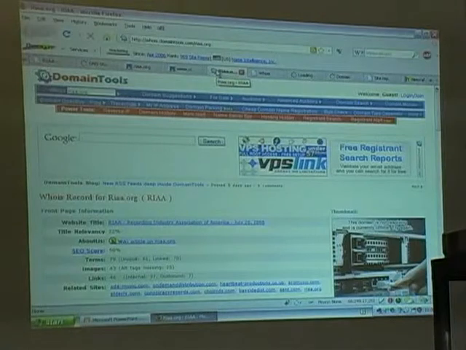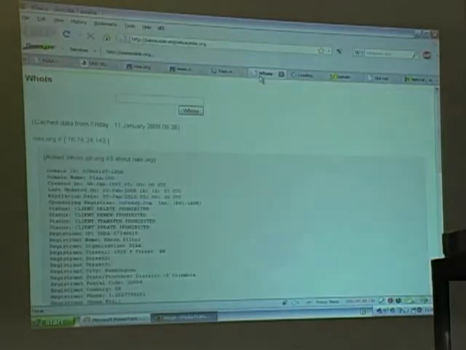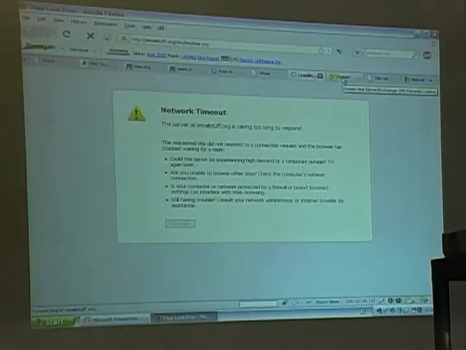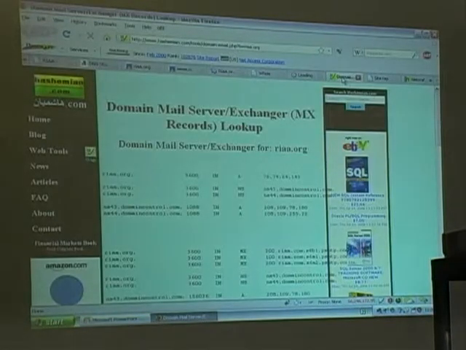If you want to go in, there's Domain Tools. Gives you information about the domain, who it's registered to, how long it's been there. This is Whois. Gives you the registrar information associated with the IP address. Looks like the network timeout. That must be the email servers. Domain exchange servers, you want to know what their email addresses are.